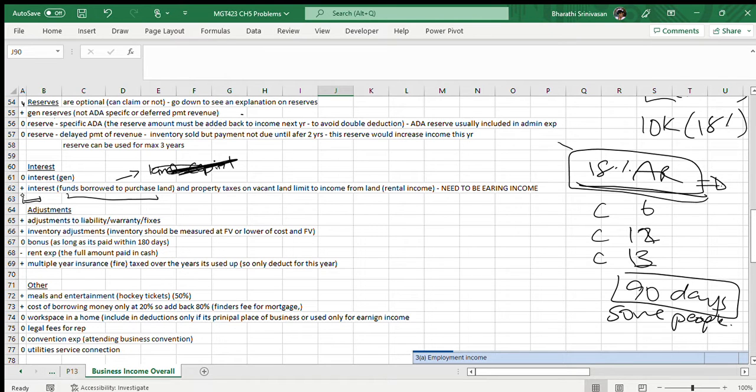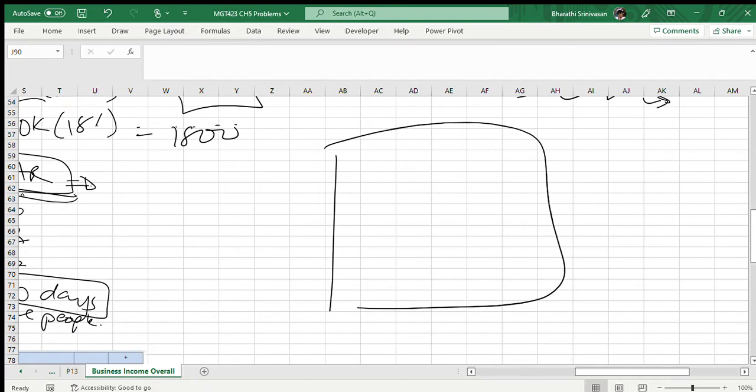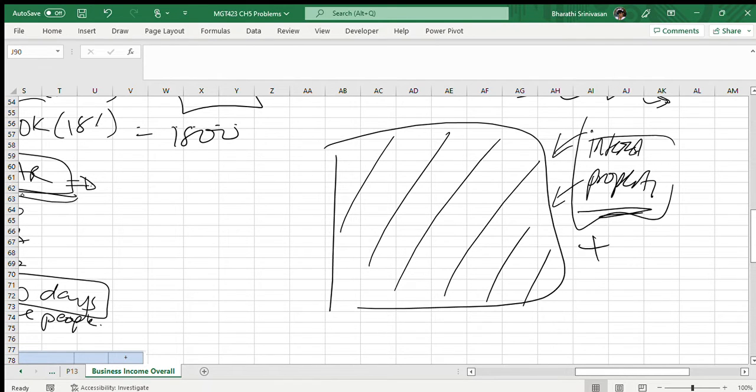So interest and property taxes on vacant land are limited to the income from the land. For example, let's say you have a huge plot of land, and it just stays in my account. I'm not getting anything from it. But let's say that I have to pay interest because I borrowed money to buy it, and I also have to pay property tax. Those things I cannot deduct. I have to add those back in.